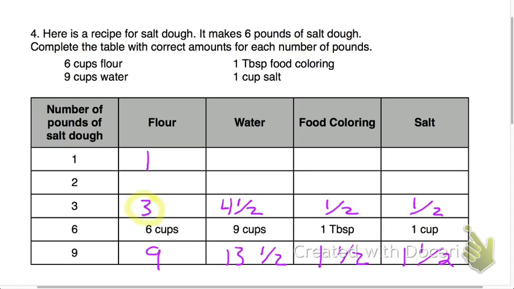Next I'm going to look at the water. It's 4.5, and I need to divide that by 3. That could be a little bit tricky. I think I'm going to draw a picture to help me see that. So I have 4.5.